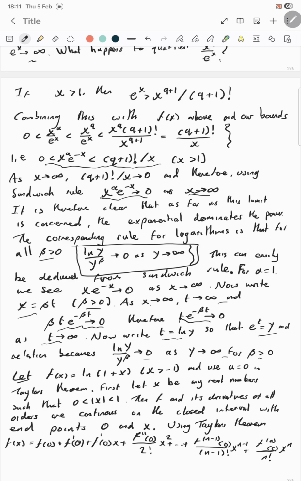Now we let f of x equal ln of 1 plus x, where x is greater than minus 1, and use a equals 0.